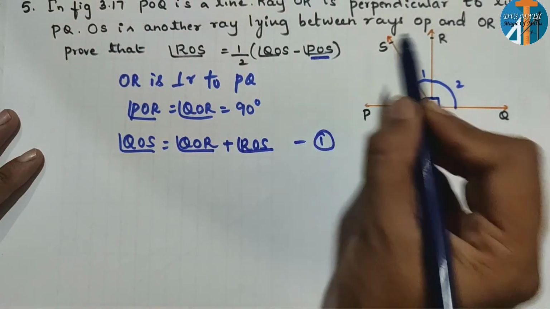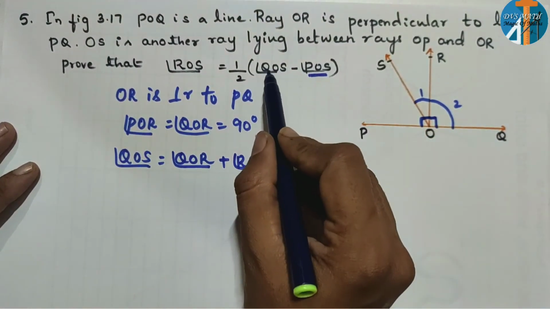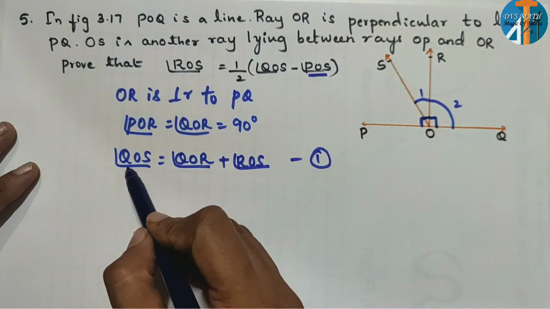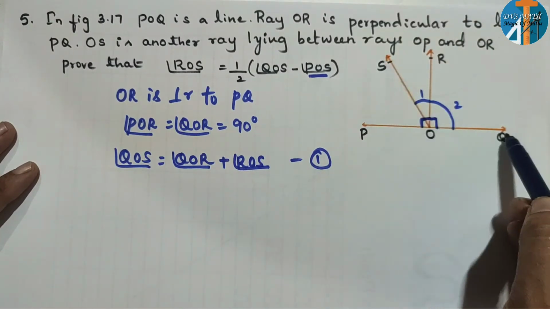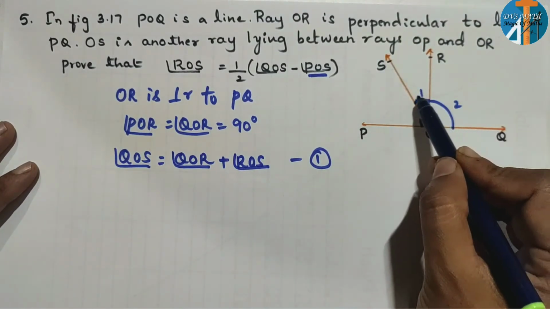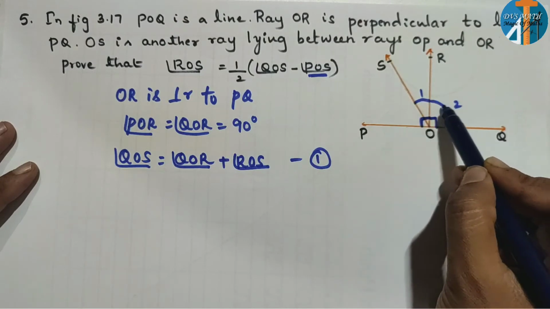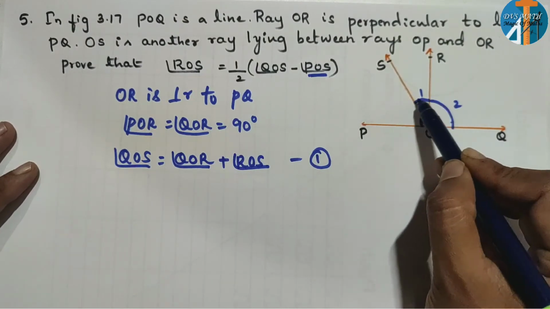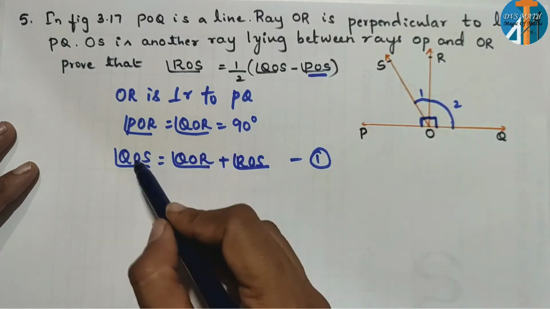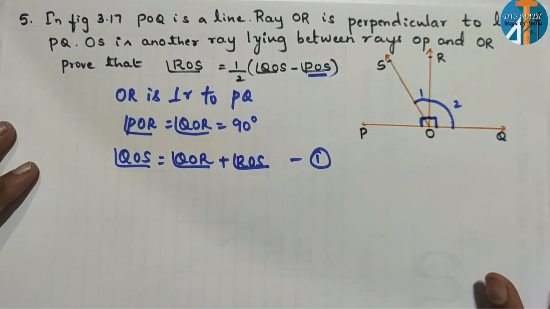Then what is our next one? Here observe, by the question only we are selecting. First you have to take QOS, the whole angle. We get this complete angle by adding this smaller angle and this bigger angle, that means 90 degree along with this small angle. If I add all these, we get the whole. So take it as equation 1.